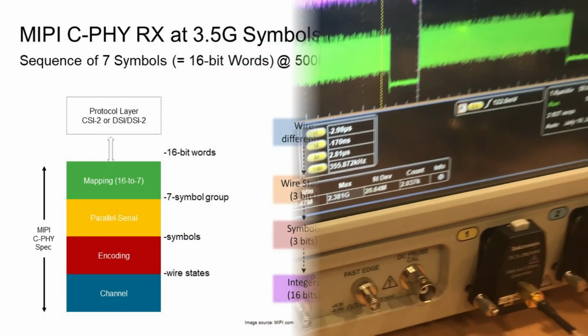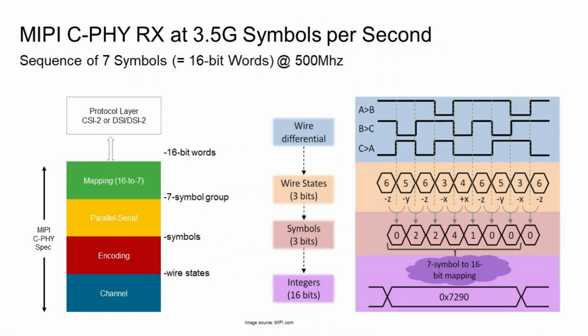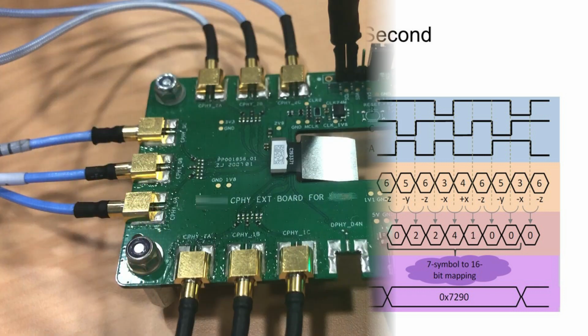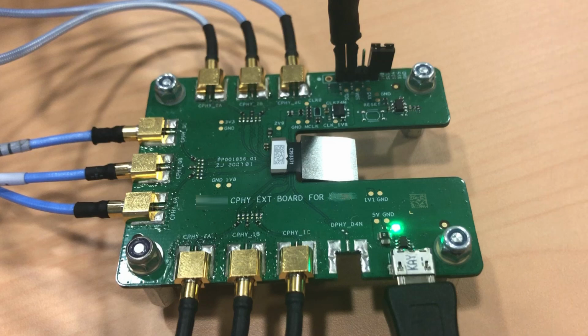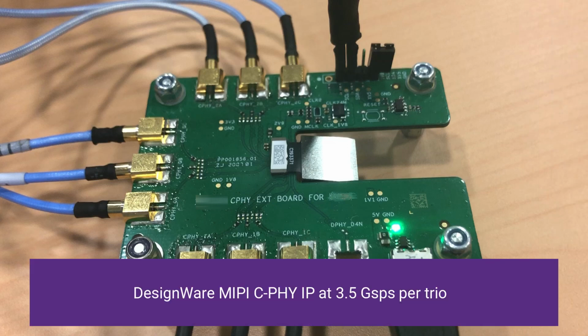Let me just elaborate here. We have 16 bits per cycle coming out of the PPI interface in C-PHY mode. In receiving mode, the demapping algorithm implemented under the hood converts a sequence of 7 symbols to 16 bits. So if we multiply 500 by 7, we end up with the 3.5 gigasymbols per second. Our C-PHY in 12 nanometer is able to recover the C-PHY traffic at 3.5 gigasymbols per second per trio.